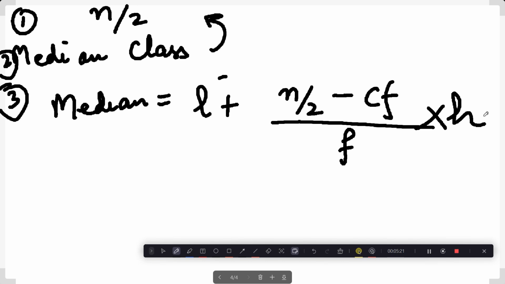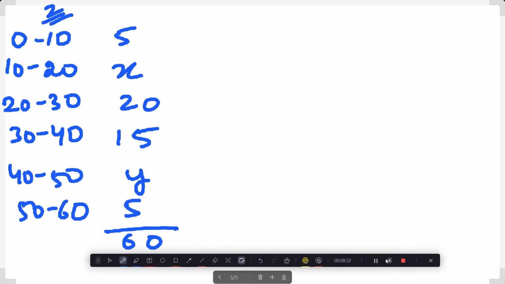So let's do questions. ज़्यादा समझ आएगा, ठीक है? I have not solved these questions beforehand. I've done some examples, but I didn't solve these questions. So let's move on to exercise 13. This is the second question. This is the class. This is the frequency. What will be the cumulative frequency?